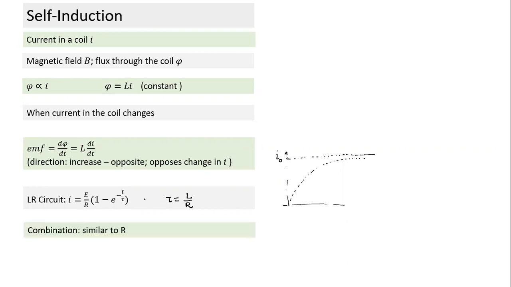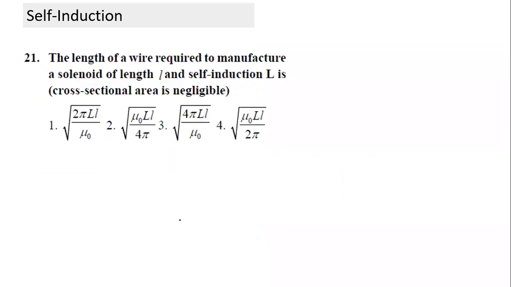And what happens if we have a combination of inductors? If two inductors are connected in series or parallel, it is very similar to resistance. When connected in series, it is a summation. And when connected in parallel, 1 by equivalent inductance will be the summation of 1 by L. Okay, so in terms of theory, those are the points you need to know.